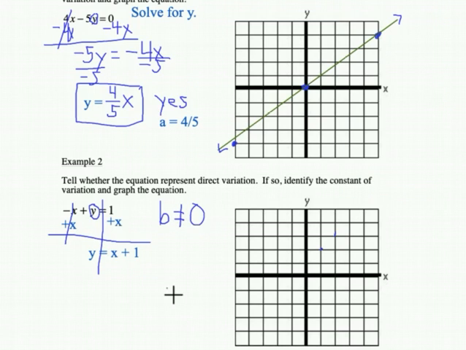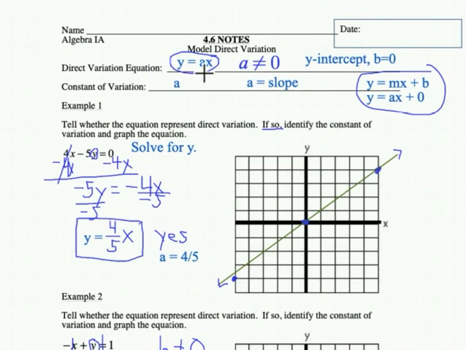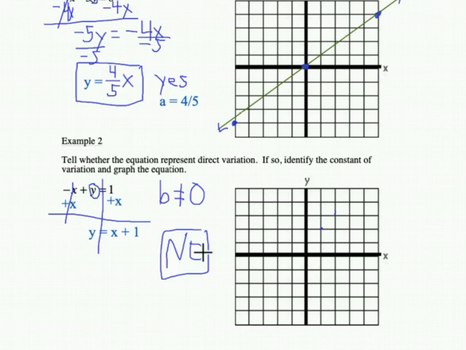And so no, this is not direct variation, because if it was direct variation, I would just have y equals a times x and the y-intercept b would be 0. But it's not. This is y equals 1x plus 1.